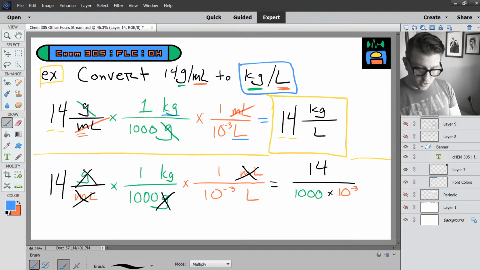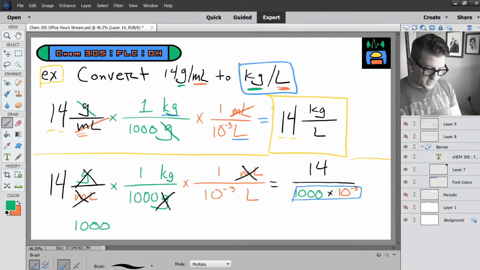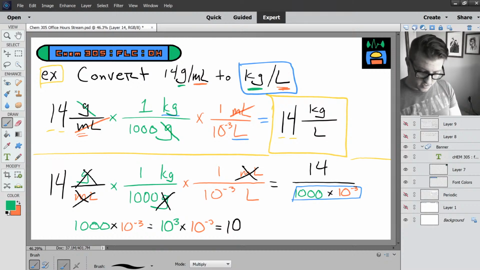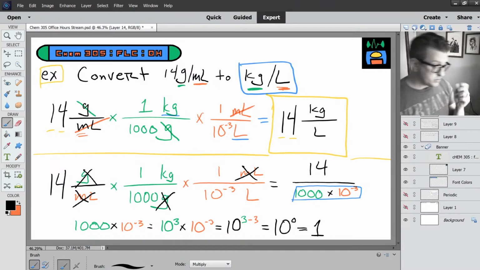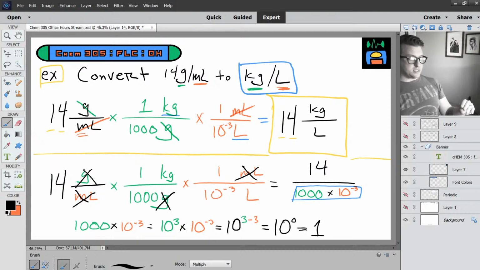All right, and what I want to do is zero in on this. 1,000 times 10 to the negative 3. 1,000 is actually 10 to the third times 10 to the negative 3. This is the same as 10 to the third minus 3, which is the same thing as 10 to the 0, which is the same thing as 1. So, Susan, actually, you divide by 1,000 and then divide by 10 to the negative 3. It comes out to 1.